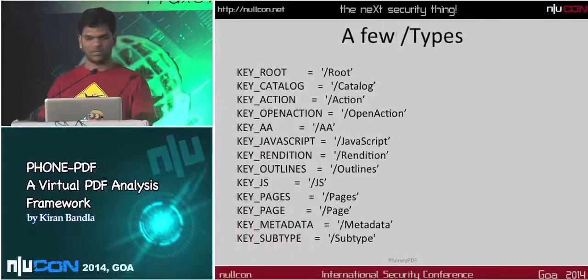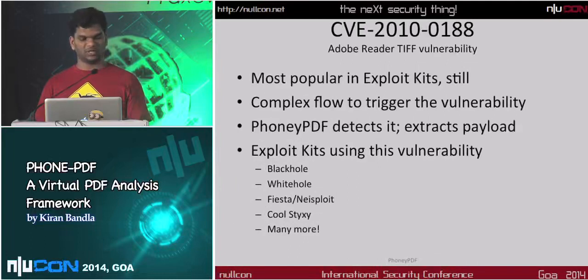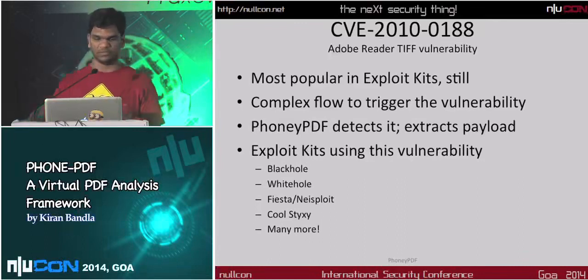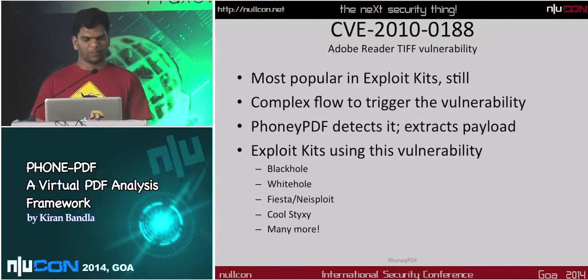So this was the previous slide, and I was talking about CVE-2010-0188, and you didn't miss much really. Phony PDF actually goes through this CVE, it extracts all the necessary things, and it'll tell you that this PDF was using 2010-0188. So that's one of the nice things. You can extend Phony PDF to detect any exploit that you want. You just have to hook at the right places, and Phony PDF will do most of the stuff that you want from that point on.